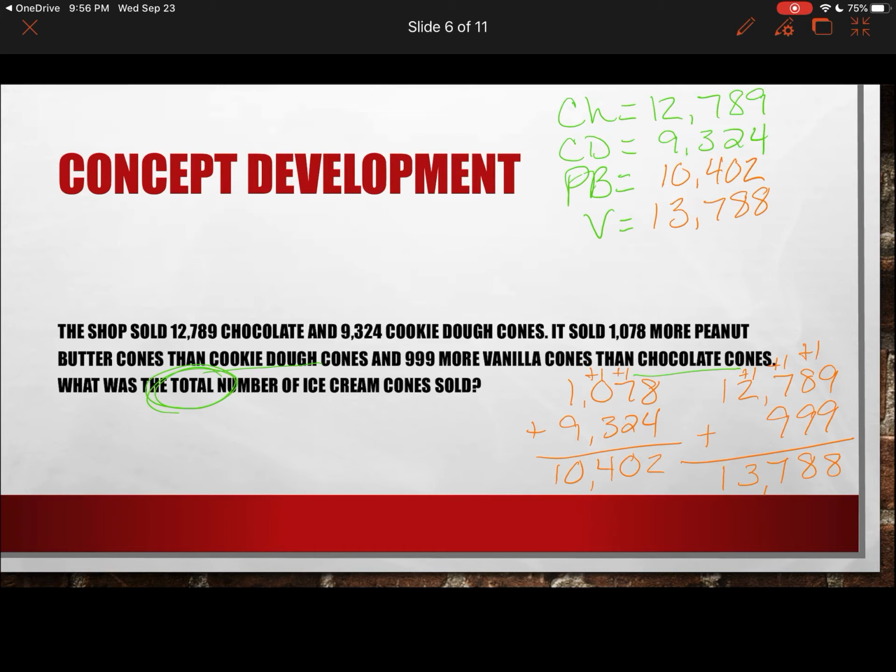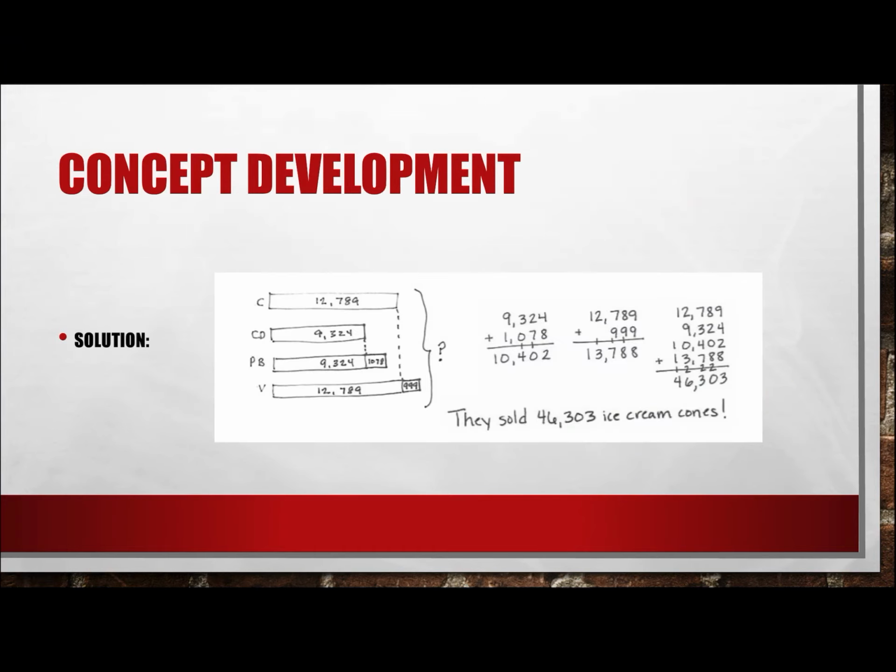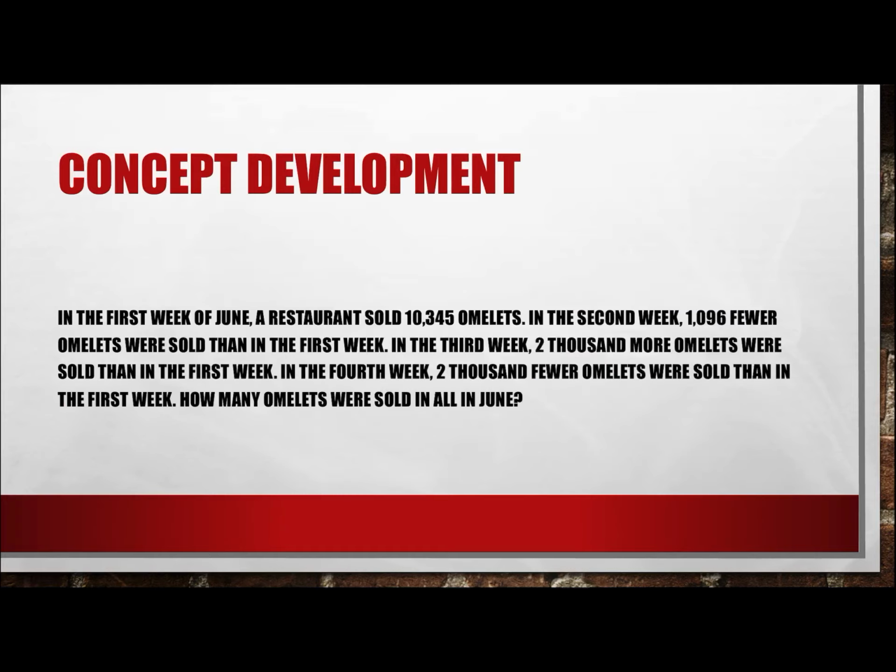Okay, let's go ahead and check our solution. So you can see here where we figured out peanut butter and vanilla. We took our totals for each one, we added it together. When you added it together, you should have gotten a final answer of 46,303. And again, we wrote our answer in a statement. Let's move on to our last example.